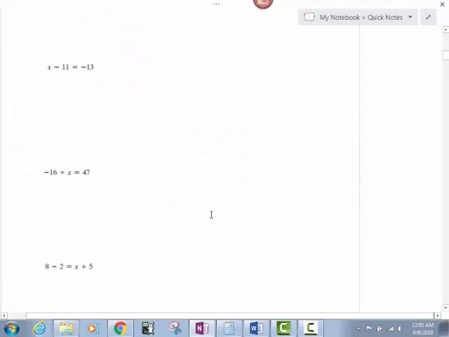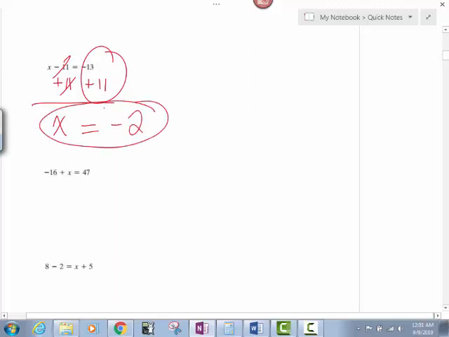Next problem we have here. x minus 11 equals negative 13. The opposite of minus is to plus. So we're going to add on both sides. Those 11s will cancel. Our x is by itself. If I look at this side, I owe you $13. I only have 11. I would still owe you 2.